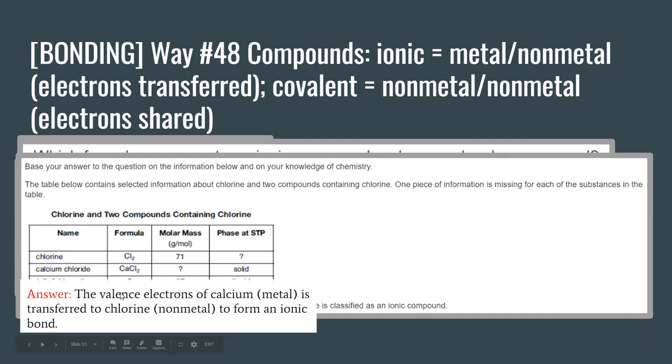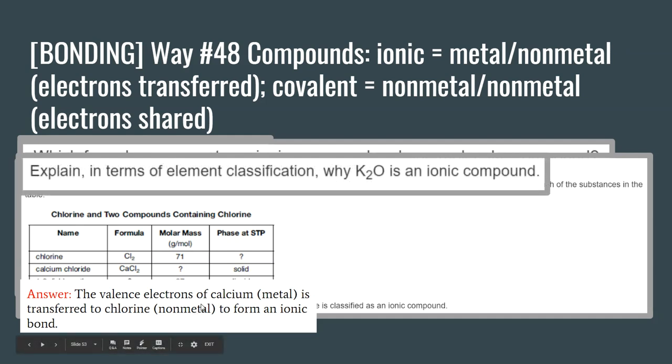If you said that the valence electrons of calcium, the metal, are transferred to chlorine, which is a nonmetal, to form an ionic bond, you got it correct. Note that in an ionic compound, you have a metal-nonmetal combination. Electrons are being transferred, and frequently, the metal will lose its electrons and transfer them to the nonmetal in order to stabilize both atoms and fill their outer shells.